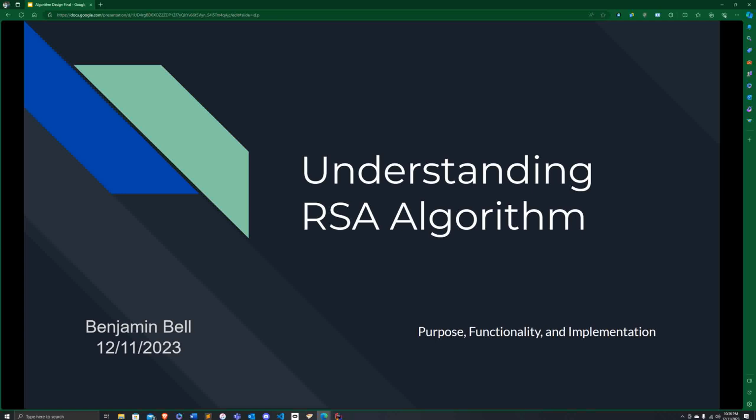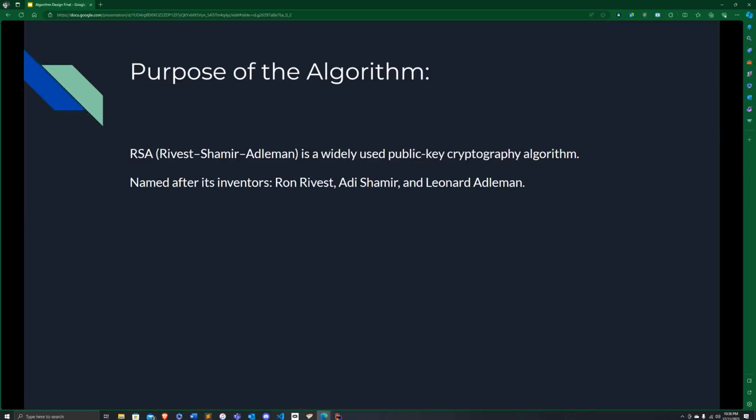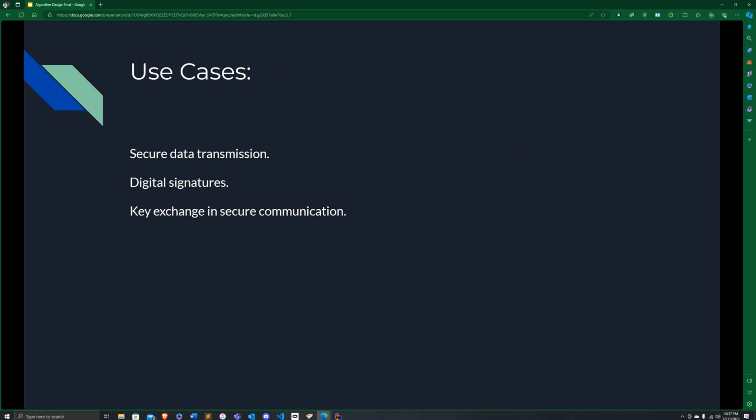So let's dive in. The RSA algorithm was named after its inventors Rivest, Shamir, and Adleman, and it is a cornerstone of modern cryptography. Its purpose extends beyond just encrypting and decrypting data. It plays a vital role in securing communication, digital signatures, and key exchange. Let's explore why RSA is so widely used.